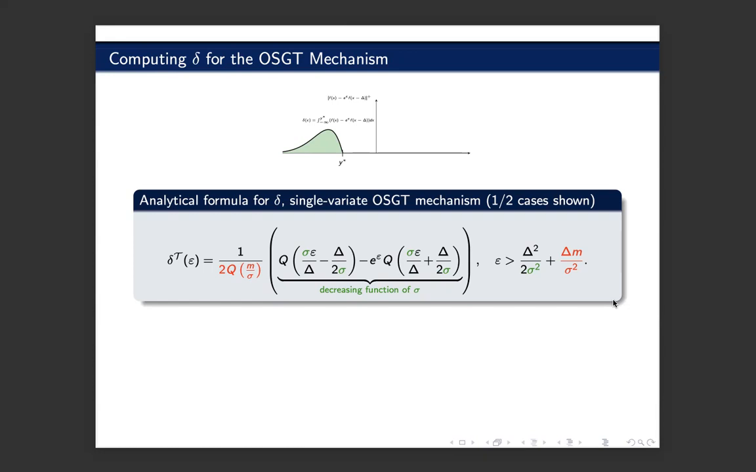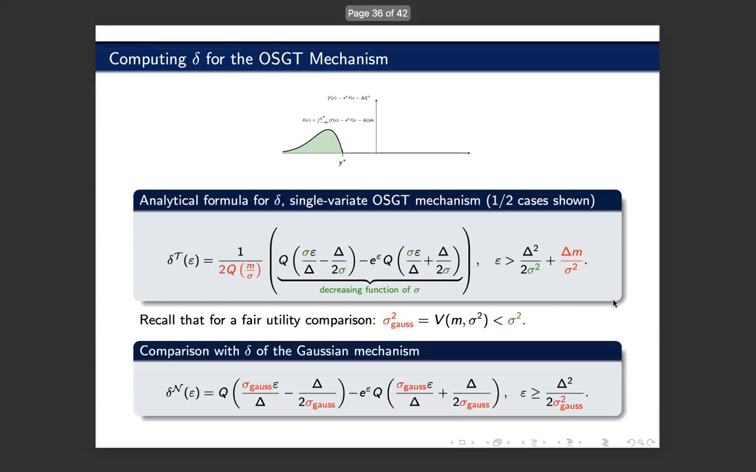If you want to compare delta for the OSGT with delta for the Gaussian, which is known in the literature, it only has this middle term. It doesn't have this term, and it doesn't have this. There are some nuances here, but if you forget those, you see that this is decaying much more rapidly. This is a constant: m over sigma is a constant for a particular OSGT distribution. So comparing this middle part with this, and we know that this is a decreasing function of sigma, if you compare them at the same variance, this will be a much smaller quantity compared to the Gaussian distribution.